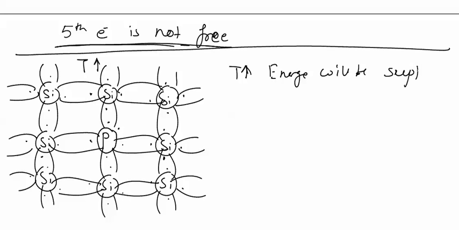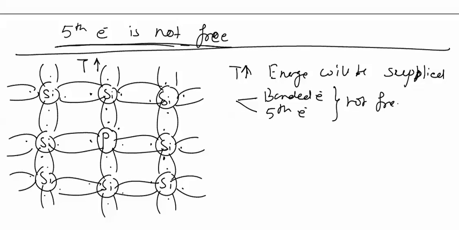If the energy is supplied, charge carriers can be moved to the conduction band. Electrons can be moved to the conduction band. There are two types of electrons at present: one is a bonded electron and one is the fifth electron. Both are not free. We can break the covalent bond and make this electron take part in conduction.